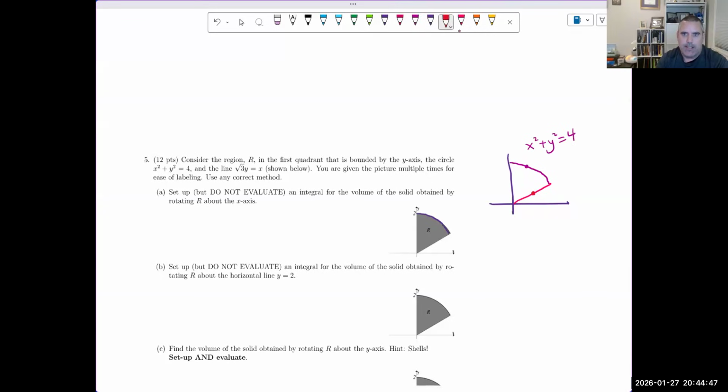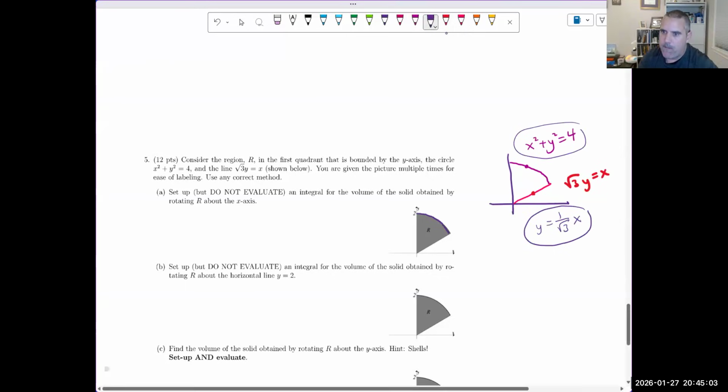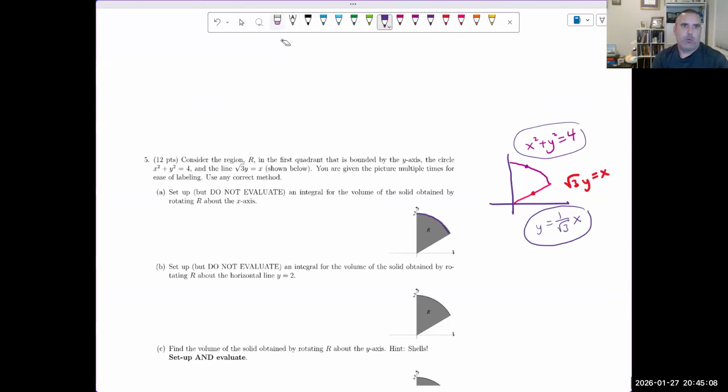And if you're on this line, you have the square root of 3y equals x, or y equals 1 over the square root of 3x. I'm just kind of thinking as I go. So we have this, we have a height, we have this. Okay, so what I see in this problem, without reading any more parts, is I already know what variable I want to use. It has to do with coloring here.